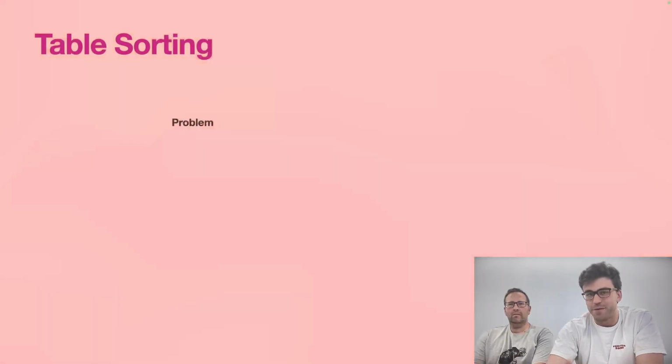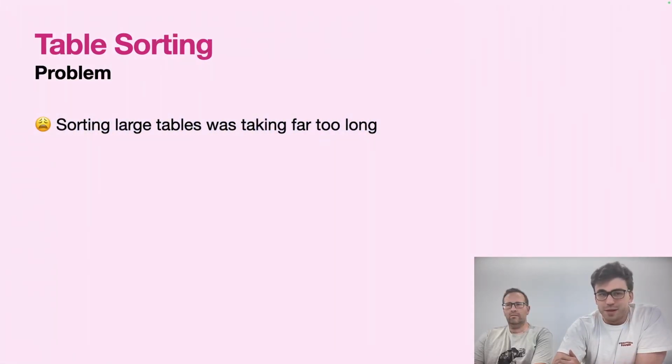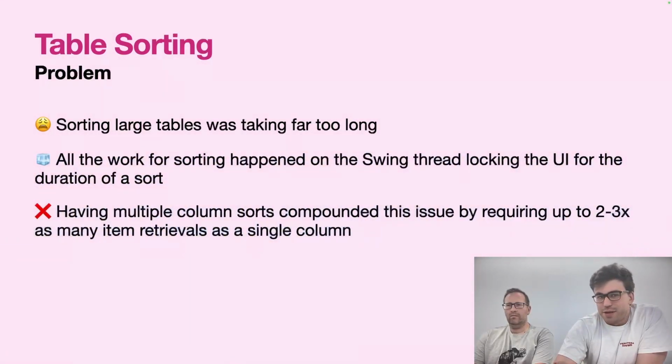So table sorting was the first one we looked at. It was one of the first performance challenges we took on. In some very large proxy history tables, some columns could take up to minutes to sort, and this is made worse by the fact that all of the sorting happened on the Swing thread, locking the UI for the entire duration of the sort. And this was compounded by having the ability to sort by multiple columns at once, meaning that there could be up to 3 times as many data retrievals as there were for a single column.